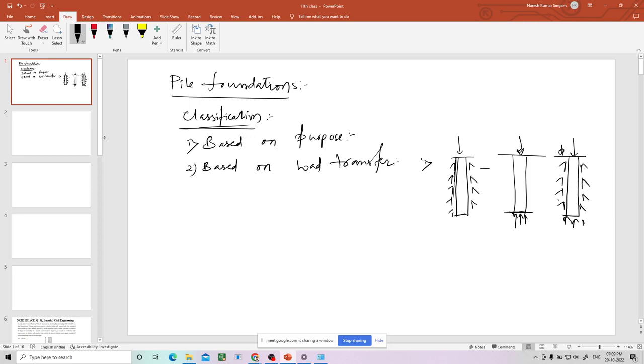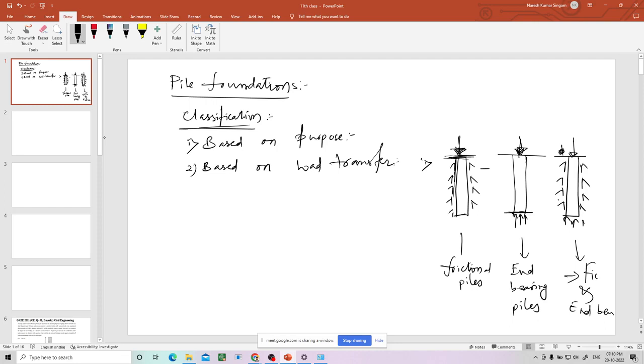Now, can anyone tell me, when this pile is subjected to vertical uplift instead of vertical downward force, what are the resistance forces? Where will that resistance develop from? These are frictional piles, and these are end bearing piles, and these are both. You can write frictional and end bearing both. As the load is downward, the resistance will be upward to compensate. Here also, the load is downward, that's why the resistance is in the upward direction. Here also the same.